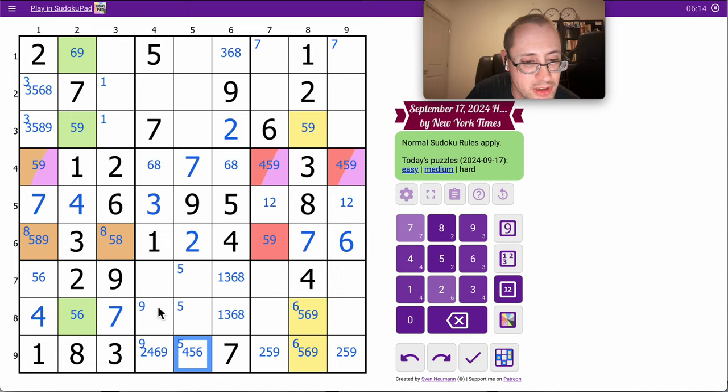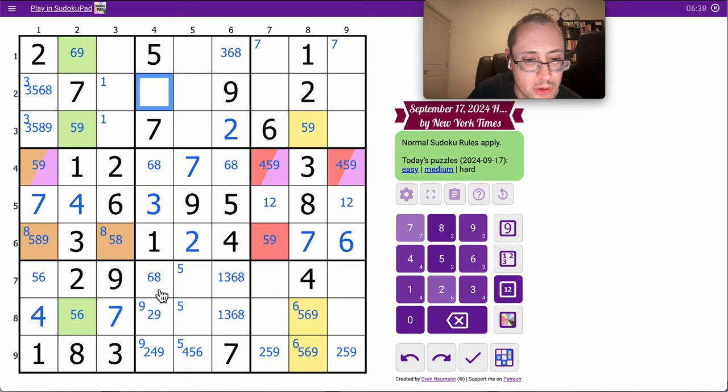1 3 5 7 in column 4. I need 2 4 6 8 9. And this is not 4. This isn't 2 or 9. Or 4. Okay, 6 8. Well, there's a 6 8 in column 4. There we go.